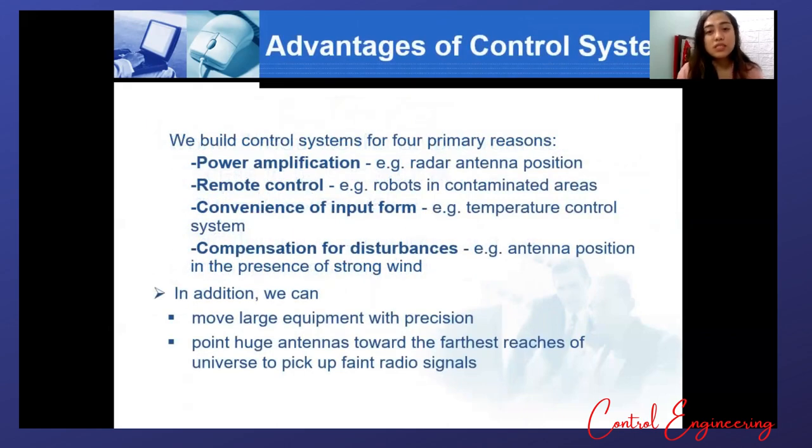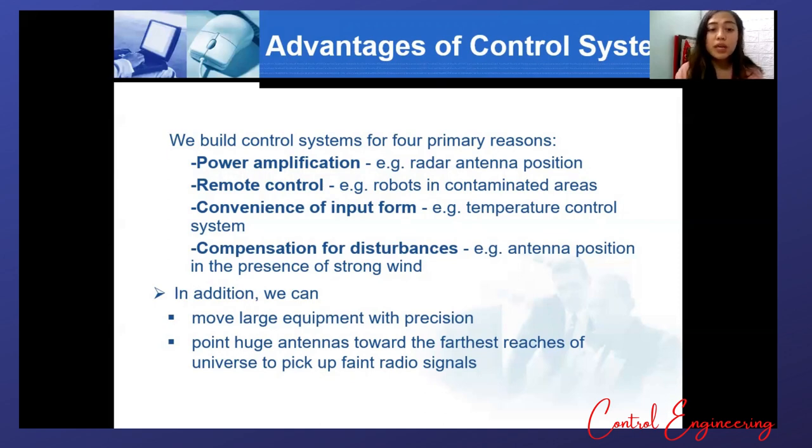So we build control systems for 4 primary reasons. First is power amplification, for example the radar antenna position. The second one is remote control, for example robots in contaminated areas. Third is convenience of input form, for example the temperature control system, which we usually use in air conditioning systems. And also compensation for disturbances, for example the antenna position in the presence of a strong wind.